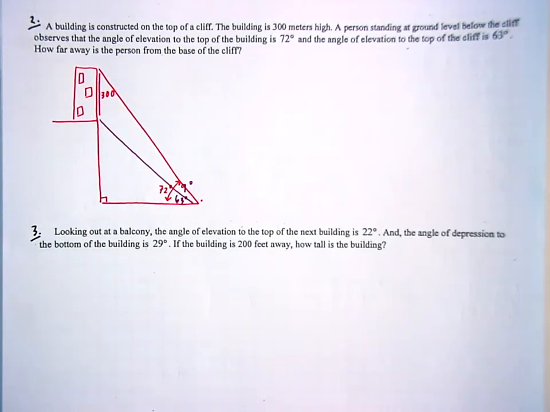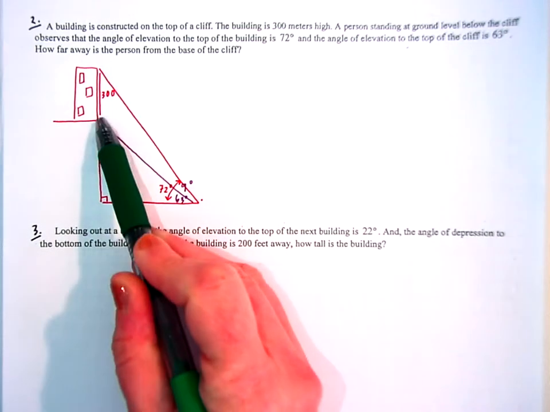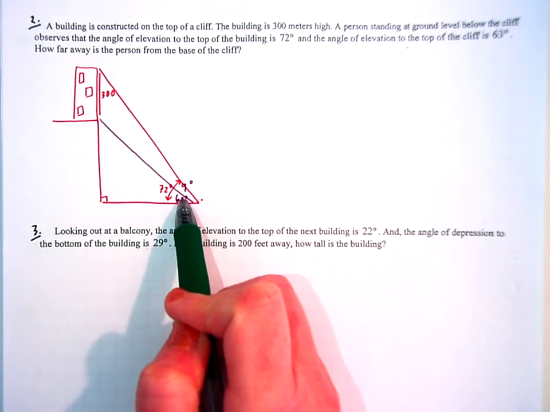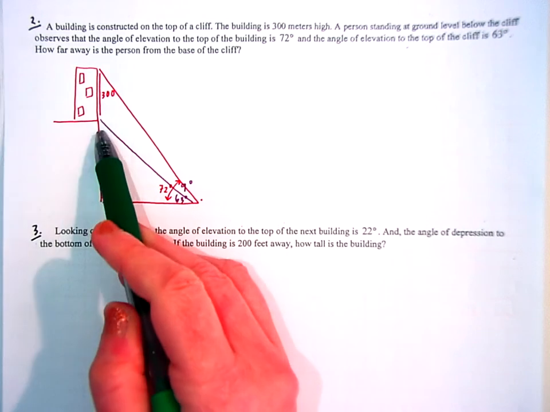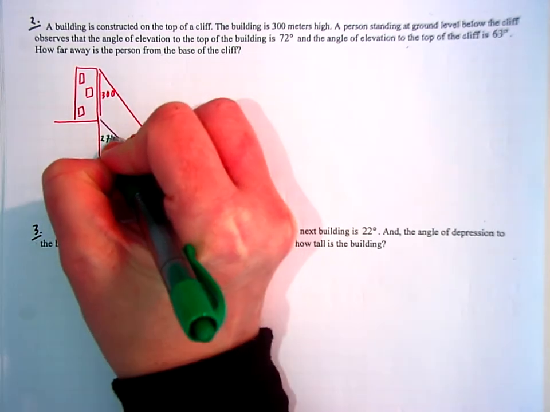Okay, let's see what else we know. How far away is the person from the base of the cliff? Okay, so that's the question that's being posed. So right now, I need to figure out how to work with what information I have right now. So if I fill in some of these angle measures, which I definitely can, I have a right triangle here. So if this angle is 63, right, its complement would be right there, so 27 degrees. So I can fill in that angle measure right here.